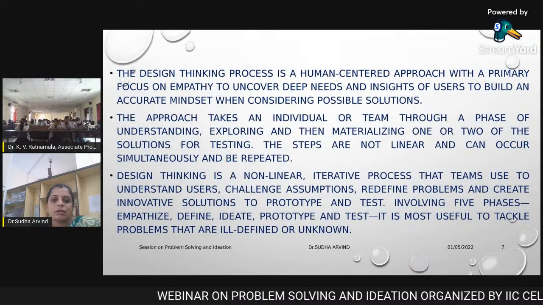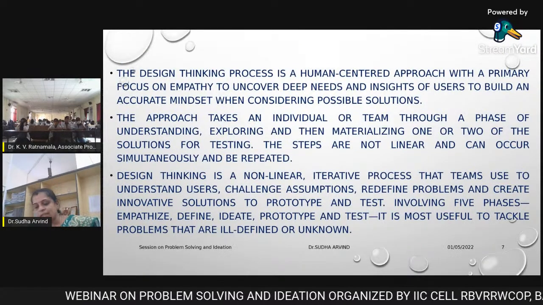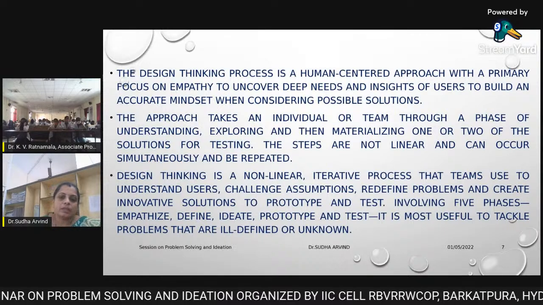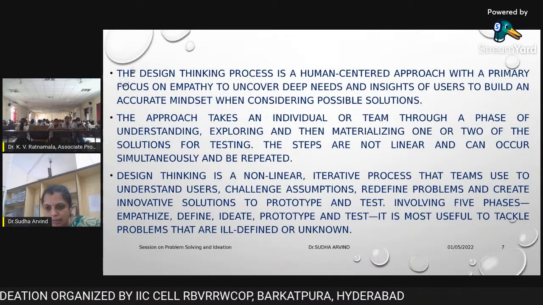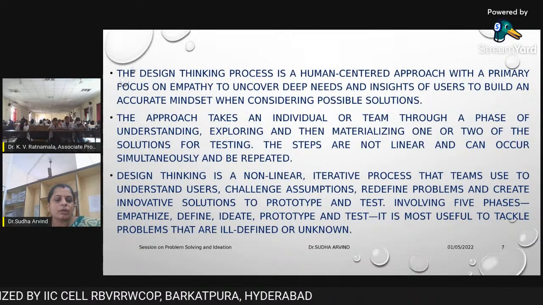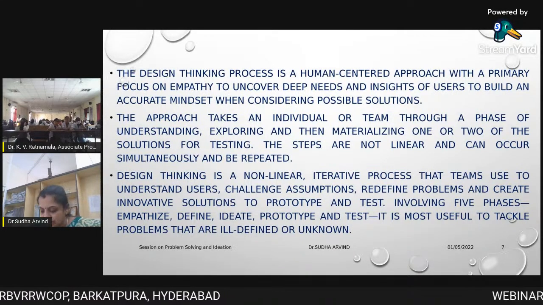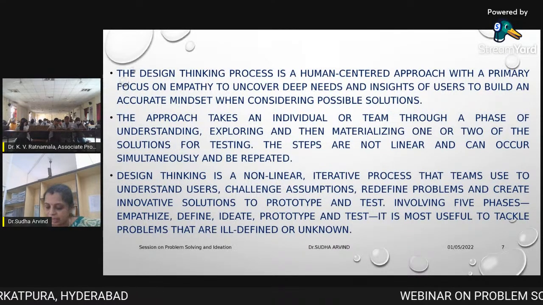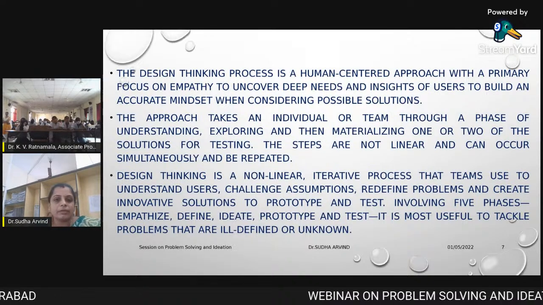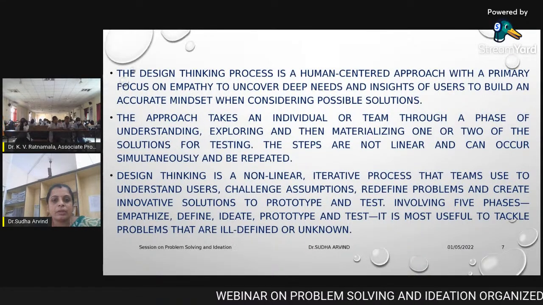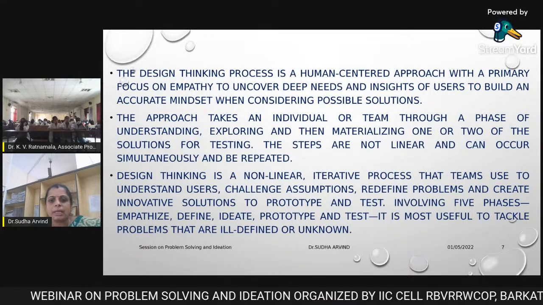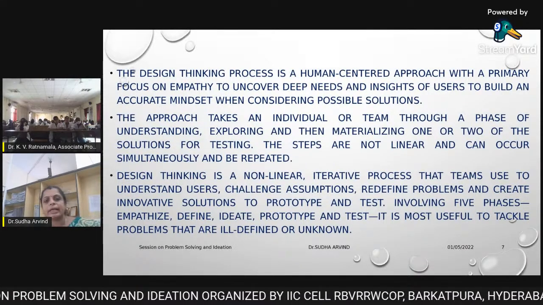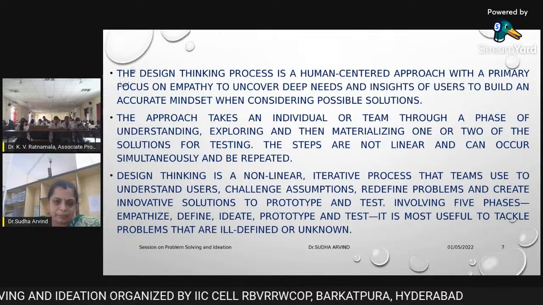Coming to the several stages of design thinking, it's like whenever you go to a mall or any market, you will come across a few people standing there asking you to test a sample. It can be food or beverages, anything of that kind. They ask for sampling, like tasting, or to give feedback.